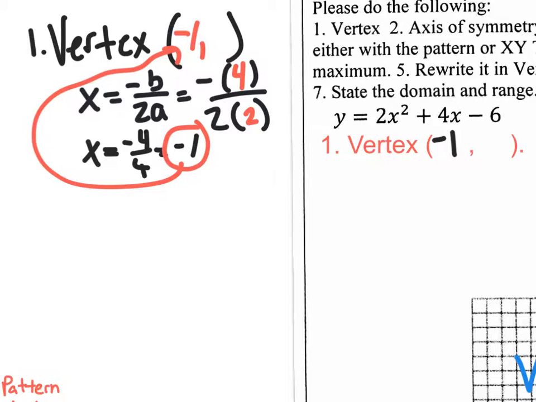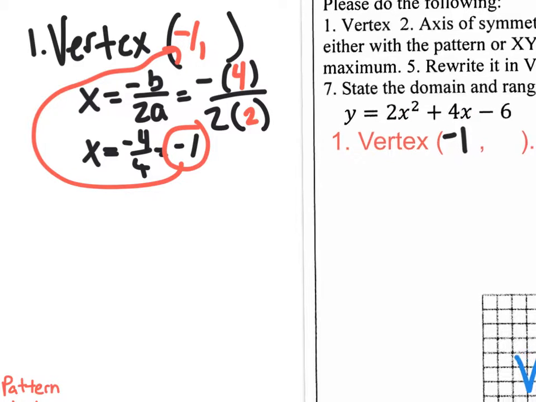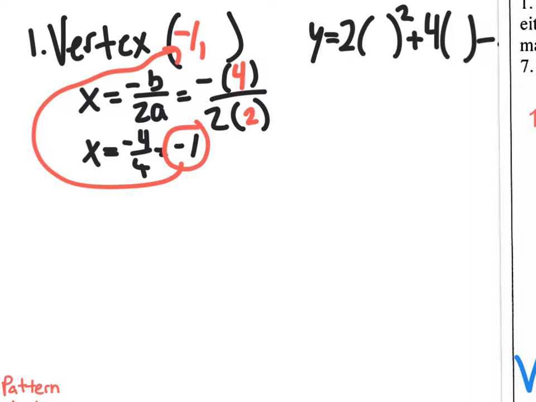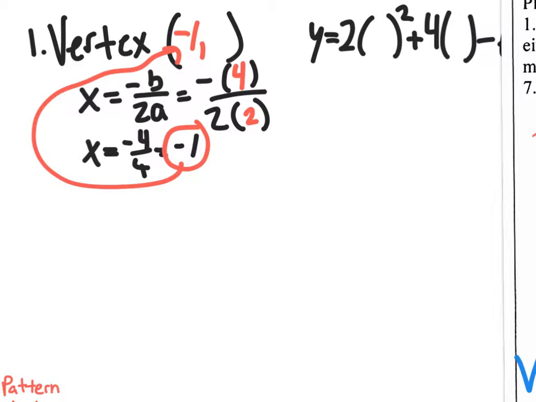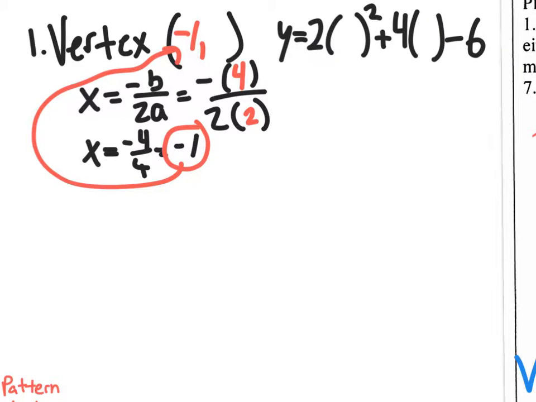And the way to do that would be to rewrite the whole equation, but instead of x's, write parentheses, and then plug in your negative 1. So I already have the equation set up with parentheses. And let's plug in our x value of negative 1. Negative 1 right in there, and negative 1 right here.